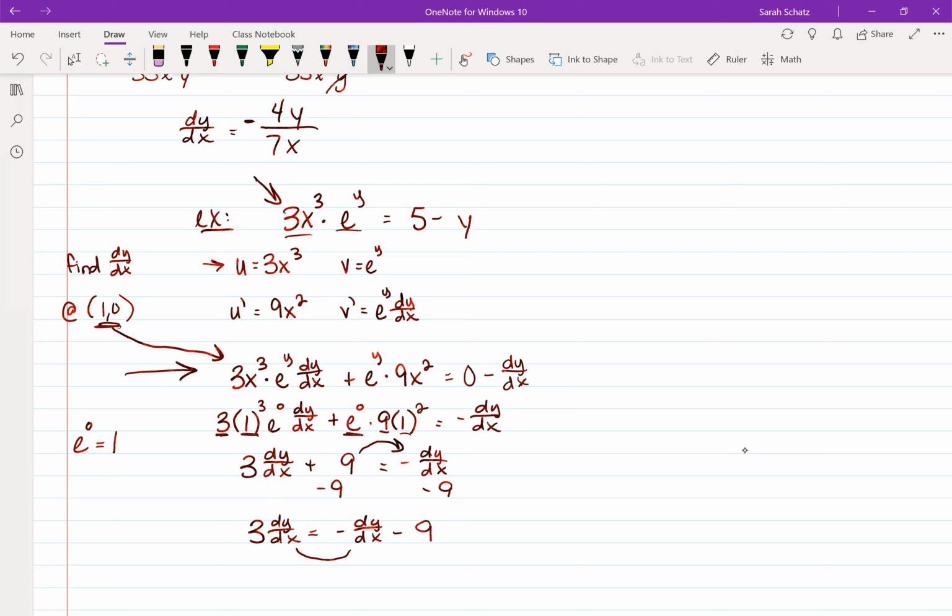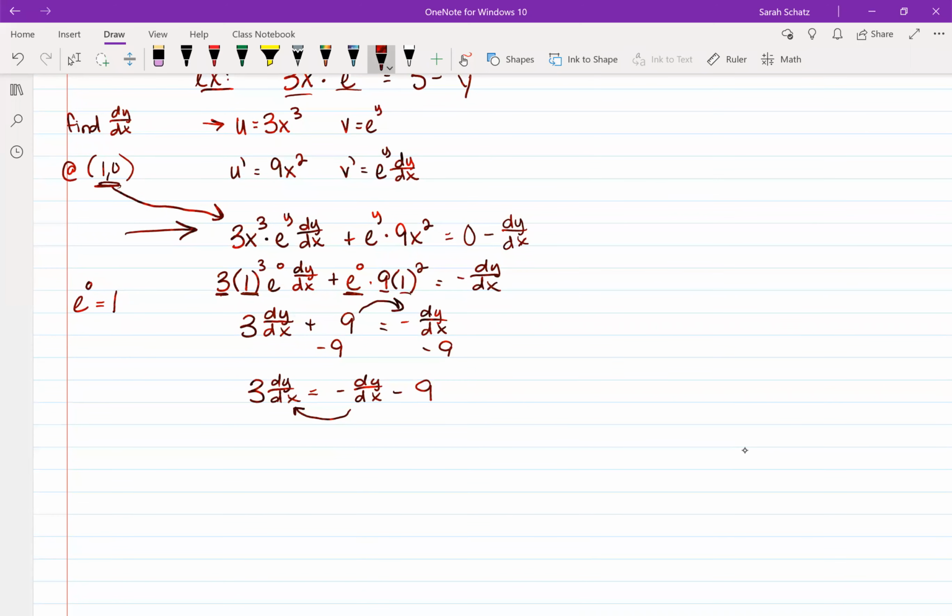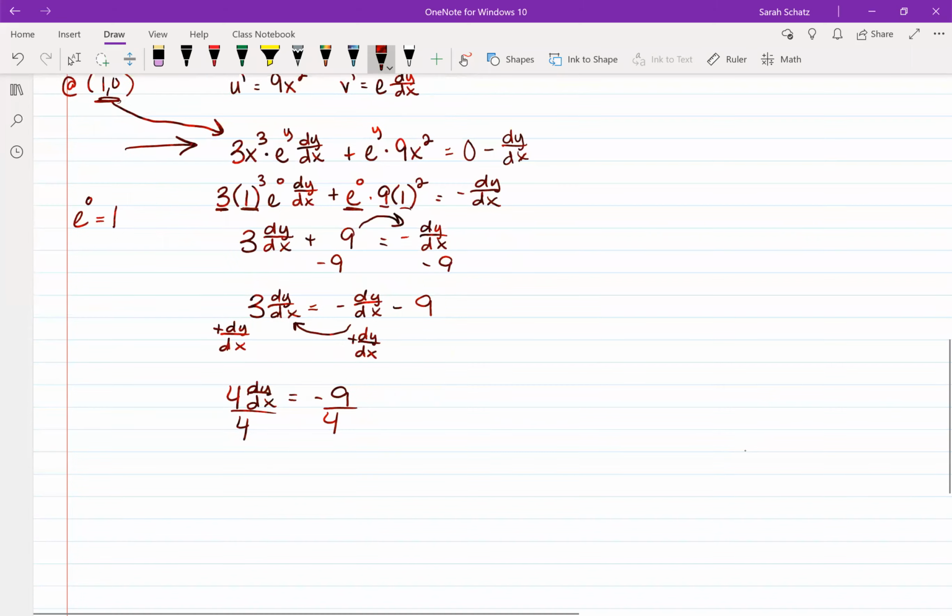Now let's get the dy/dx from the right to the left. If I have negative dy/dx over here, all I have to do is add dy/dx to both sides. So I have 3 dy/dx's and I want to add 1, so that makes it 4 dy/dx equals -9. Almost done. All I got to do now is divide both sides by 4. So it'd just be -9/4.